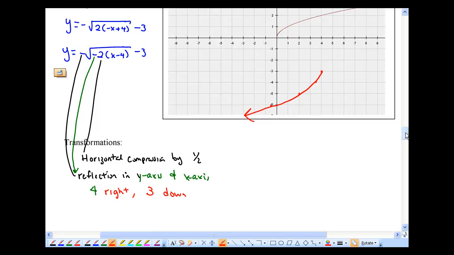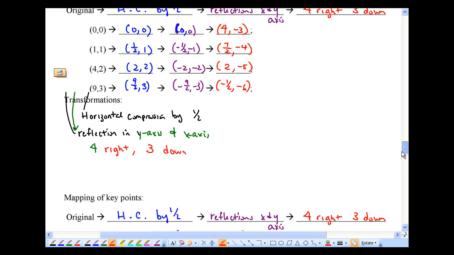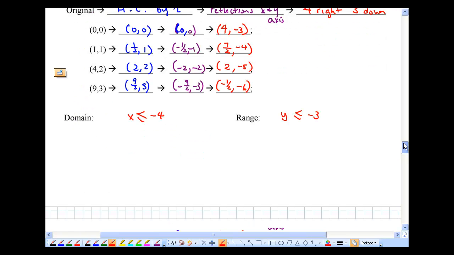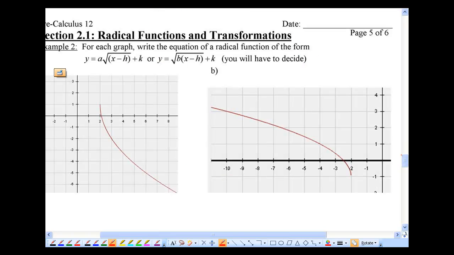Next one says, for each of these graphs, I want you to actually now write the radical form. You come up with the equation, okay? So let's take a look at these examples here. It says, for each graph, write the equation in the radical form of the form either y equals a square root or y equals root b. And really, I could use a or b, but one is usually conducive to the other.